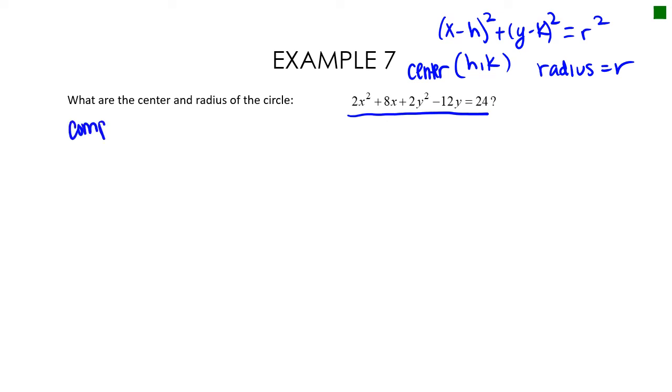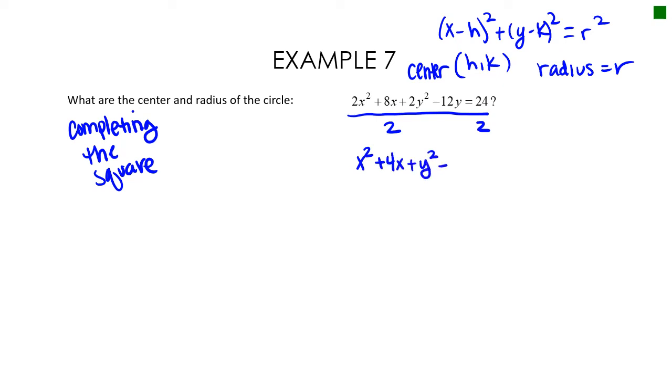If you forgot how to do this, you may want to Google Khan Academy completing the square. This is from Math 95, which I know it's been a while for some of us, and some of us have actually never had it. So the first thing I'm going to do is divide both sides by 2, just so that I can get rid of this 2 in front of the x squared and the y squared. So when I do that, I get x squared plus 4x plus y squared minus 6y equals 12. All right, this still doesn't help me because I need to get it in this type of form. So I'm going to figure out what value I need to add here.